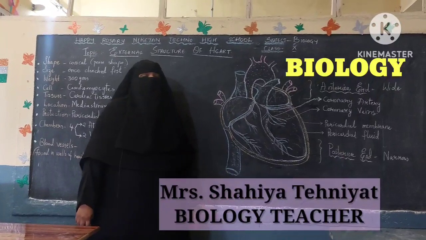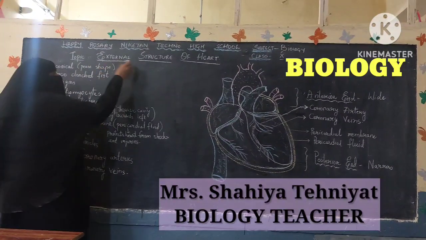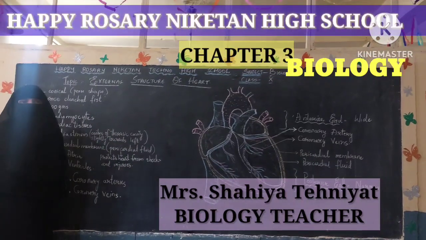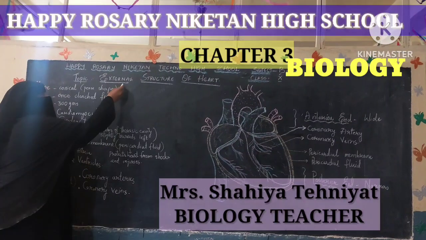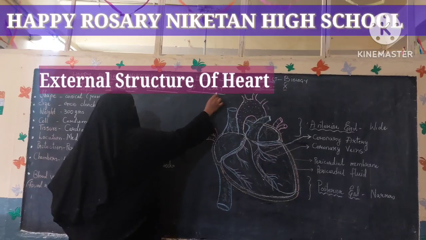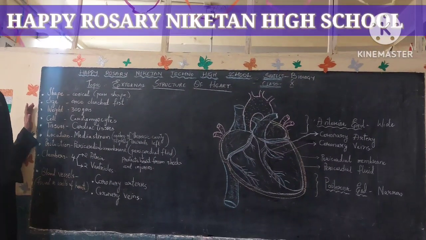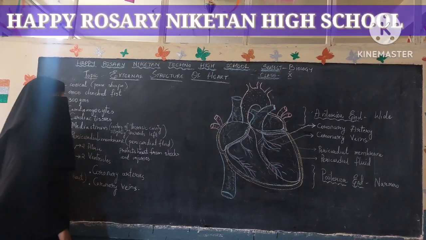Today we are going to discuss the external structure of the heart. This is a class 10th biology topic, chapter 3, circulation. From that chapter we are going to discuss the external structure of the heart. Let us begin with, as we all know, the most vital organ of our body, the mammalian heart.